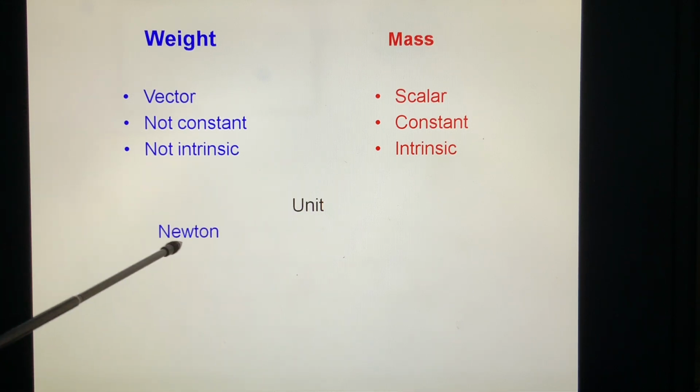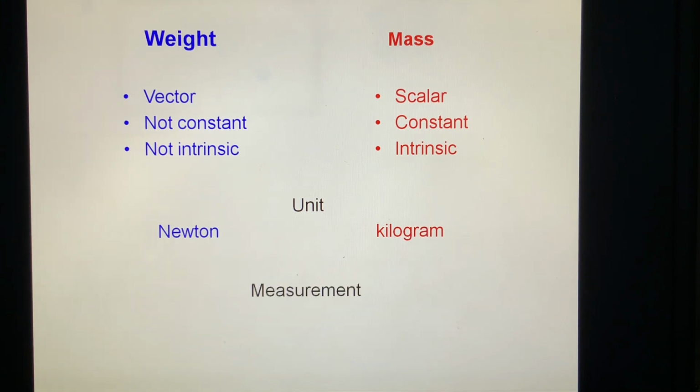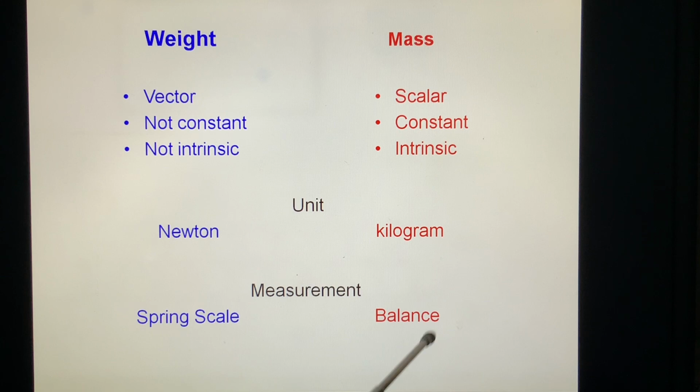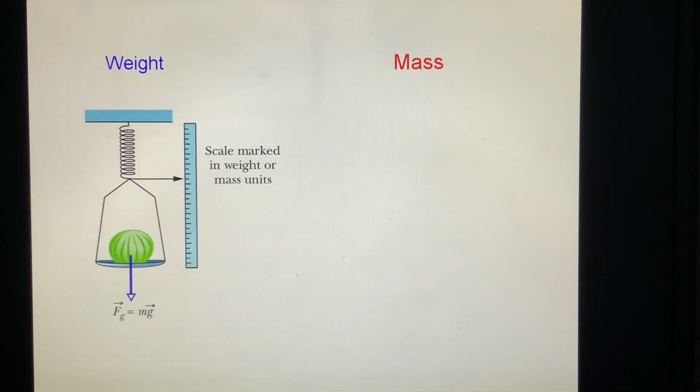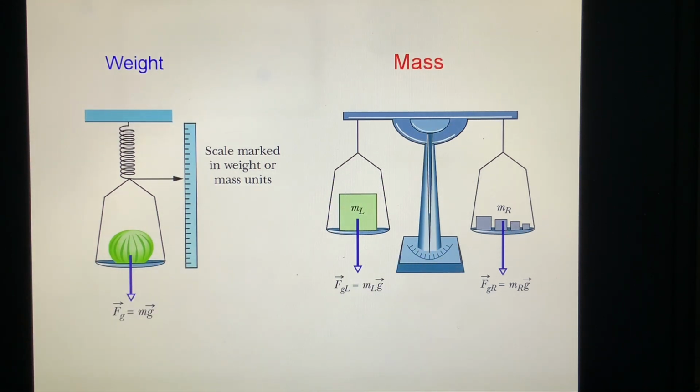The unit of weight is the Newton, the force. Mass is in kilograms, okay? How do you measure it? This weight, we use the spring scale. And mass, you must compare, use the balance, compare with other things. Now, we use the spring balance to measure weight. You measure this in different places, you get different answers. And mass, we use the balance to compare with the standard mass. So you measure it everywhere in the world, you get the same answer.